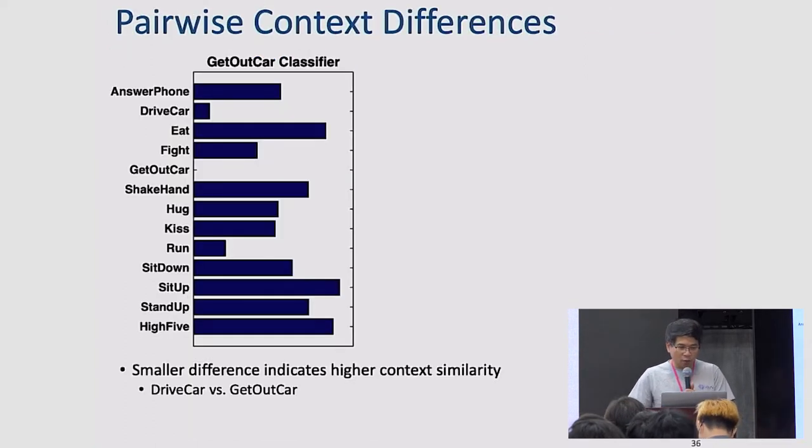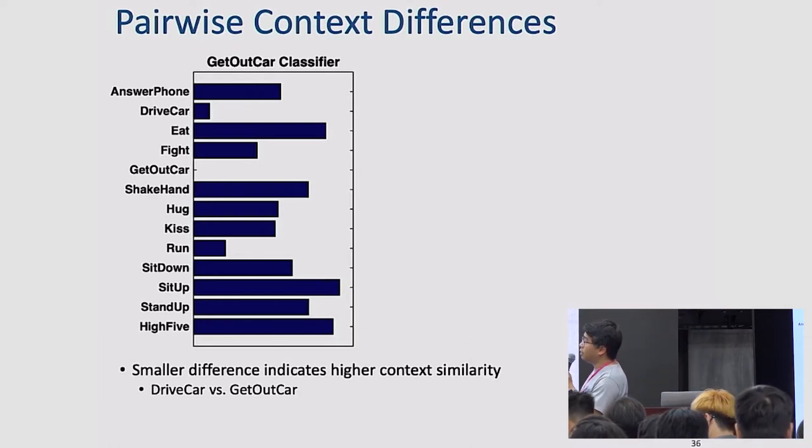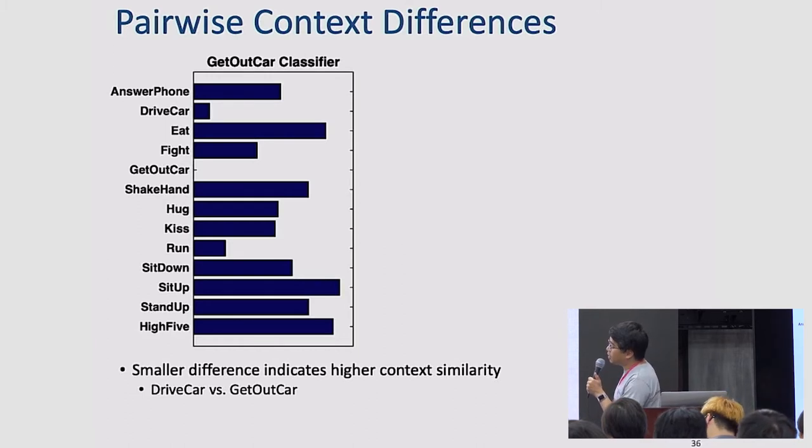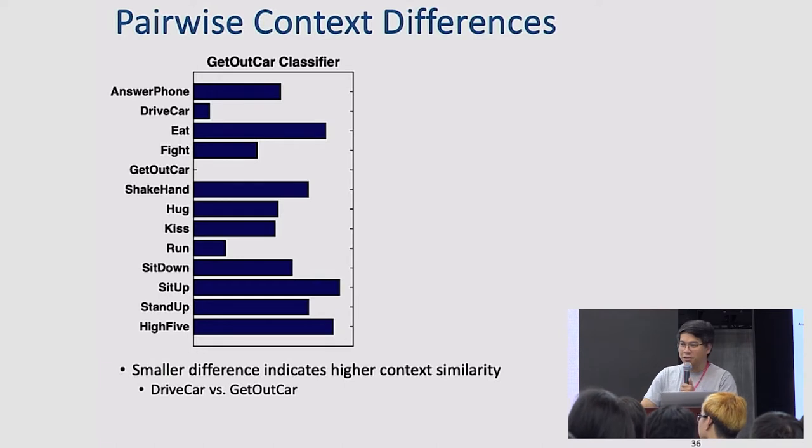We can also analyze the pairwise differences between the context components. We ask, which is the other action that is most similar to get out of car classifier? Among all the 13 actions, which one is most similar to get out of car? The plot here shows you the context differences. The smaller the bar, the higher the similarity between the pair of actions. Get out of car is obviously similar to itself. The next one that's similar to get out of car is drive car in terms of context. The next one is run. It's probably because in TV material, when someone gets out of a car, they start running. That's a typical action scene, basically.